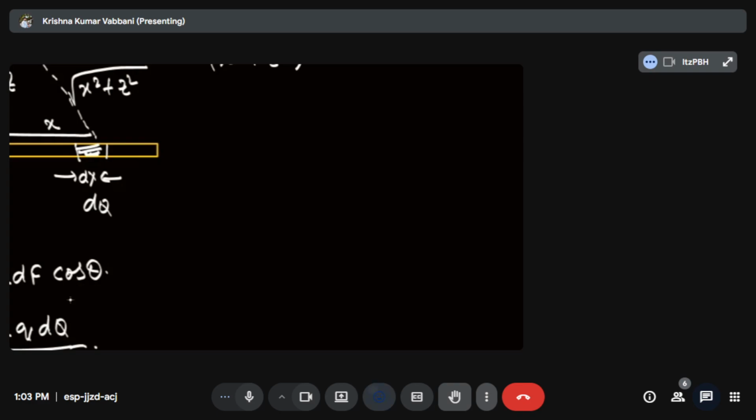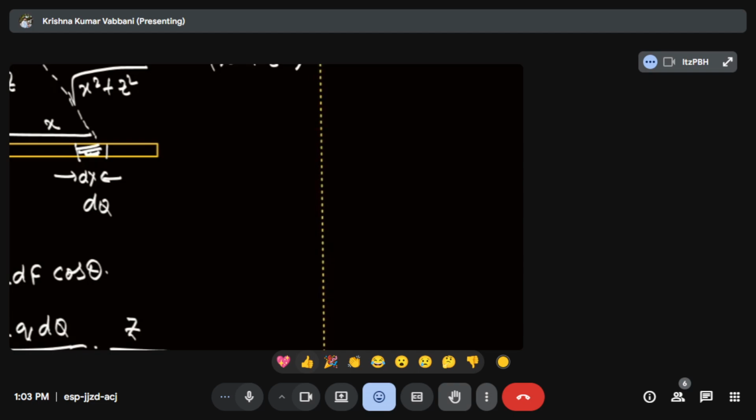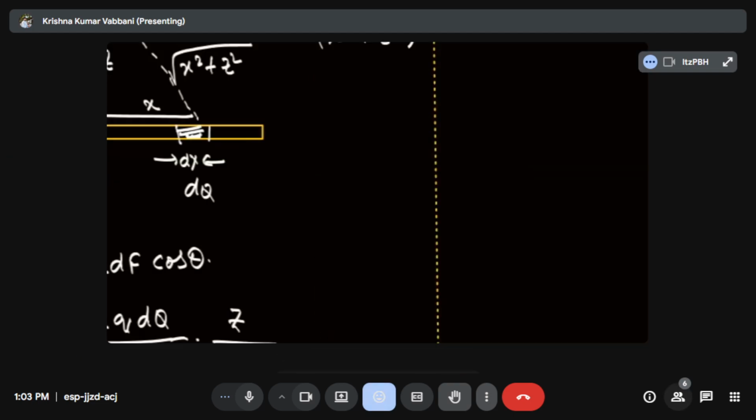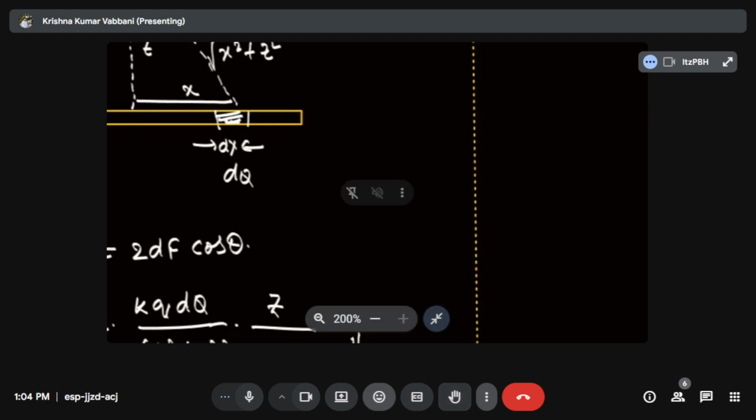What is the cos theta? I already told you, if they don't give you any theta value, you have to find the theta. So cos theta, this is my theta, adjacent side divided by hypotenuse, x square plus z square. It's a 1 by 2, not 2 by 2. Okay, please let me complete this because time is running.